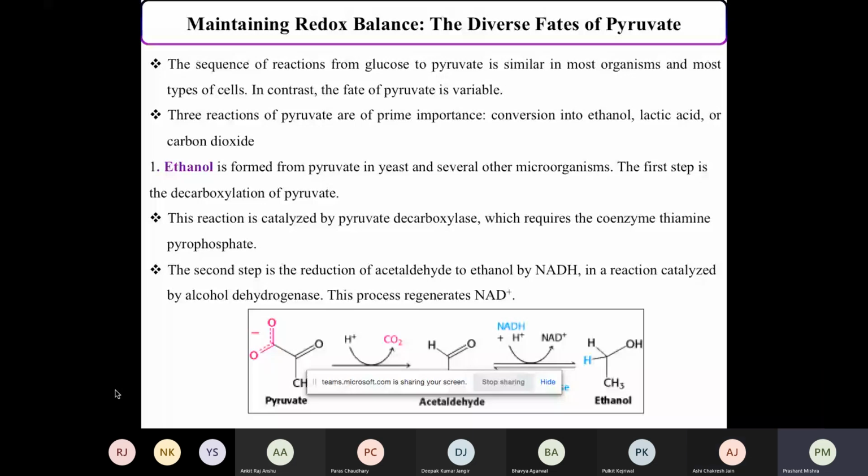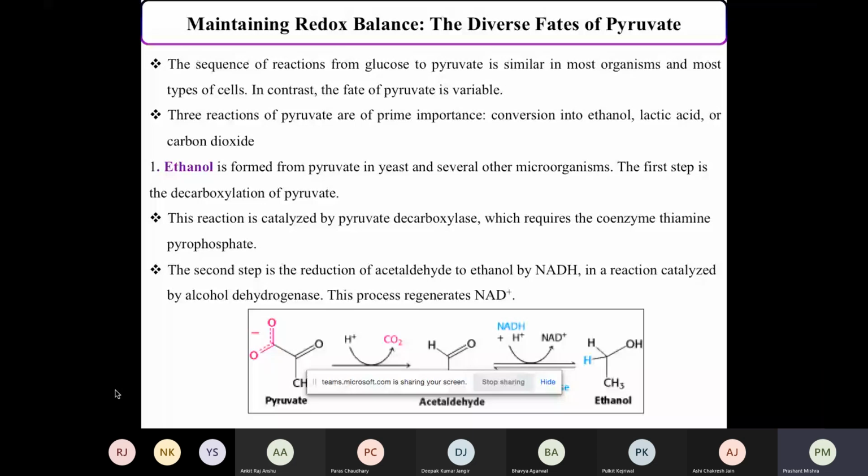Now, how to maintain the redox balance? Yesterday, I asked you a question: why is pyruvate converted into ethanol? Is it a dead end product of the metabolism, or is there some metabolic function? That is what we are going to discuss today.